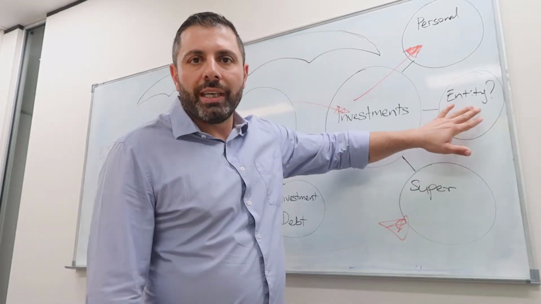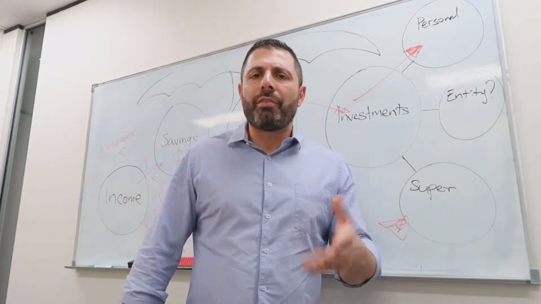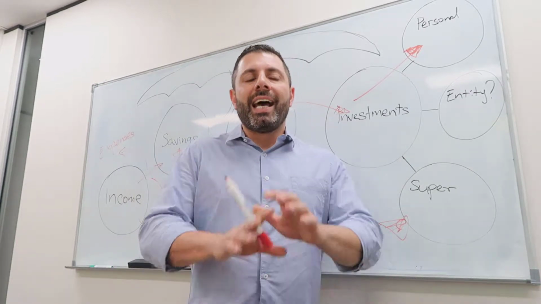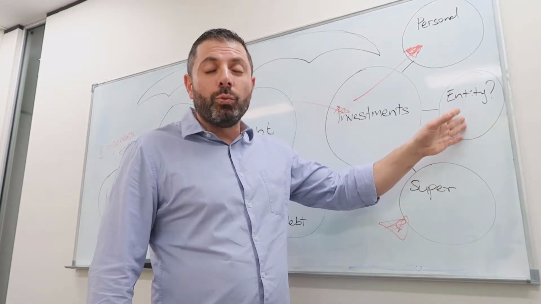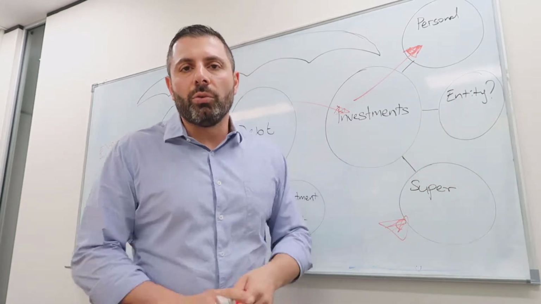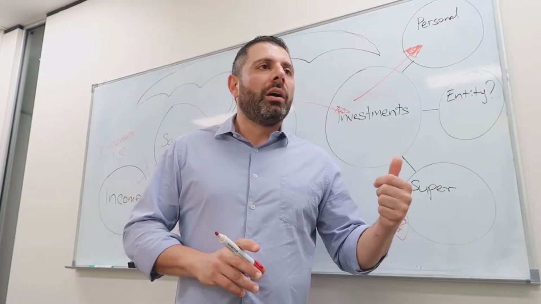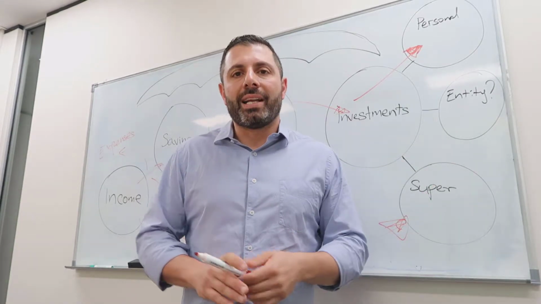I've also got a circle here for entity, and the question here is, do we have a family trust, a business, an entity, a company, whatever it may be, another entity in which to hold assets, and we've got to look at factoring that in if that's in a particular scenario, or if we've got objectives around something like that.